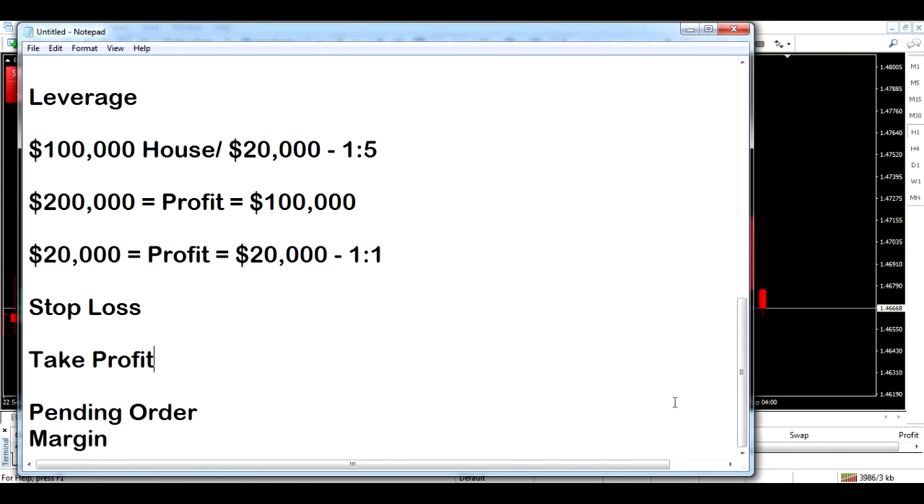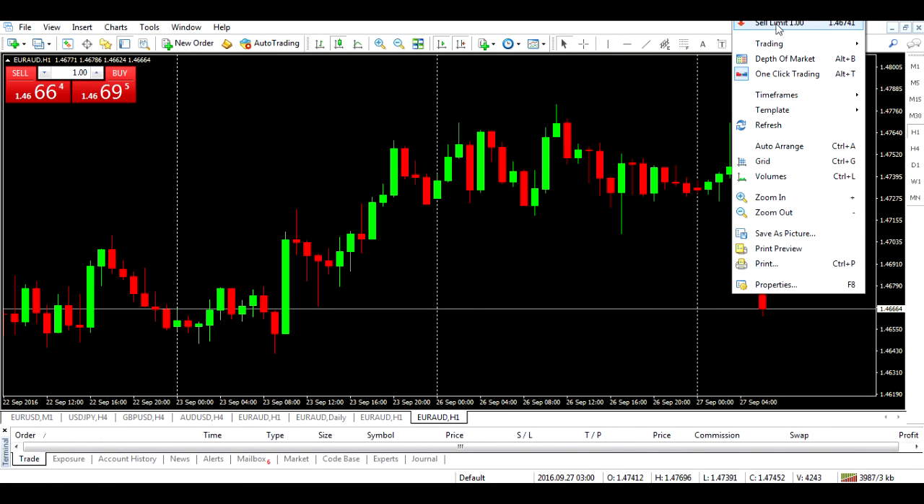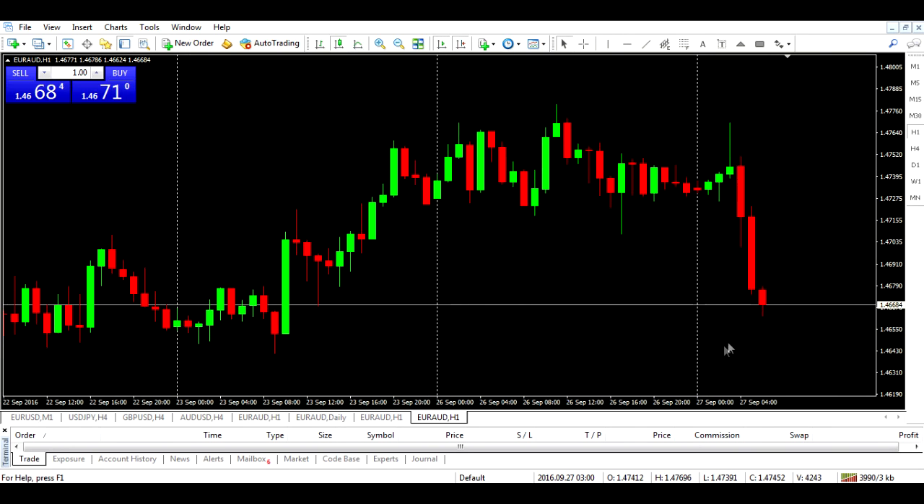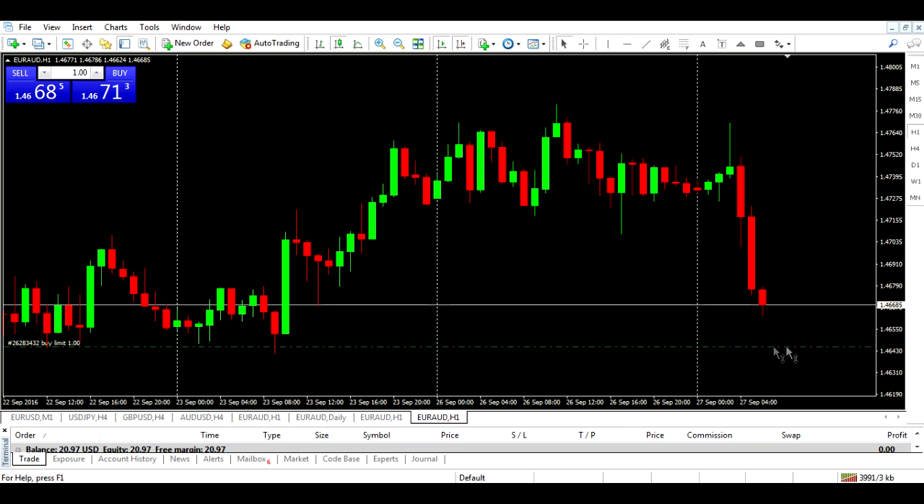A pending order is an automatic order. You just click here, sell limit, you see here. If I put a pending order, let's just put a buy limit. You see the line? When price hits it here, it would go on a buy. So if you're expecting price to go on a sell or a buy at a certain price range and you're not in front of your PC, you could use pending orders.